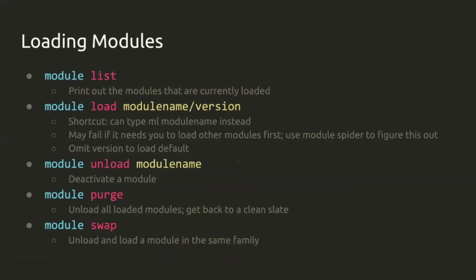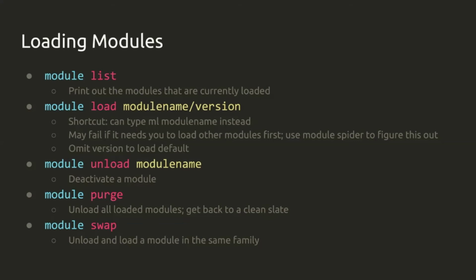So let's talk about loading modules now. The module list command is something that I use all the time. Module list will print out all the modules that I've got currently loaded, and I can change which modules are loaded via the load and unload commands. So I can load a specific module with a specific version with module load. There's also a shortcut there. You can type ML instead, and that's just a shortcut for module load.